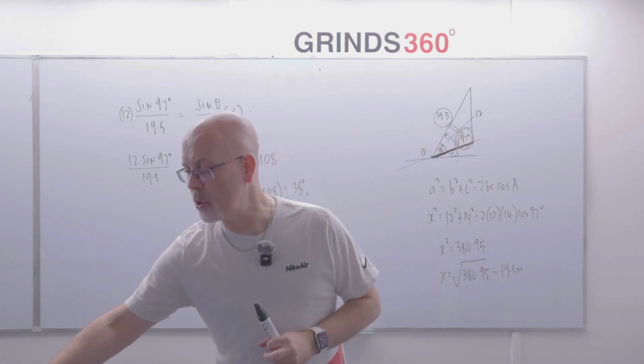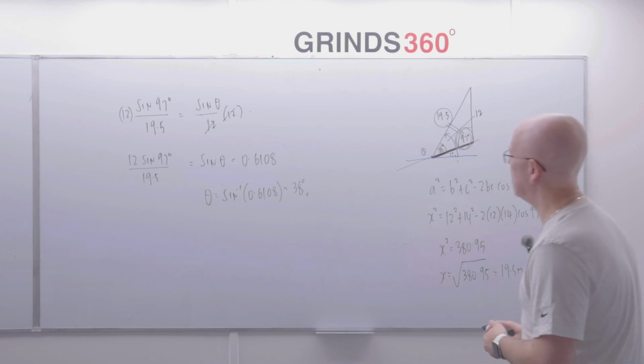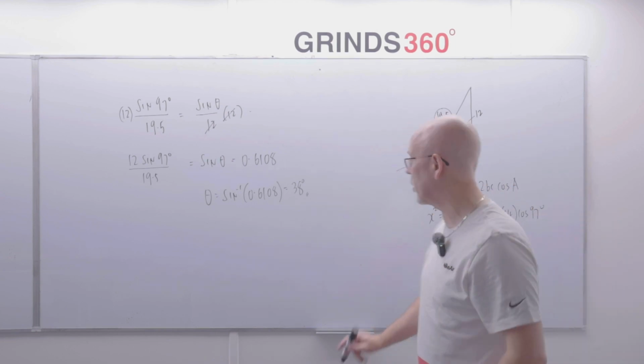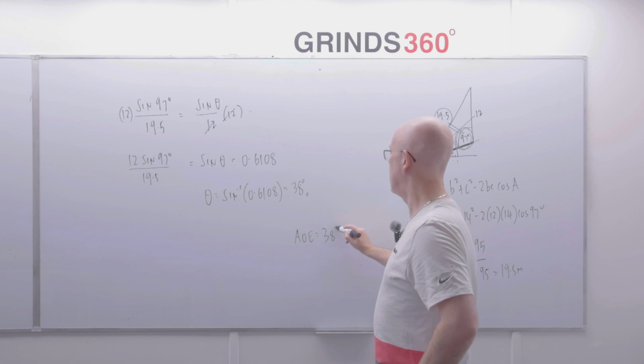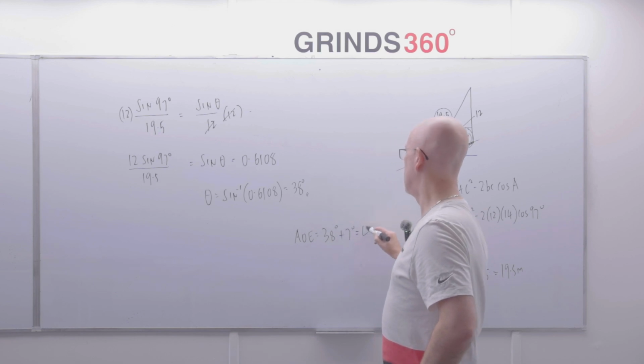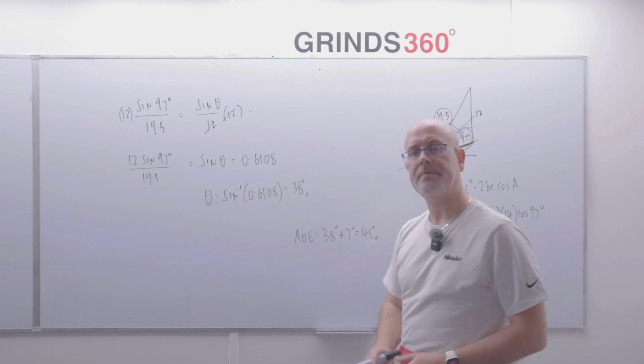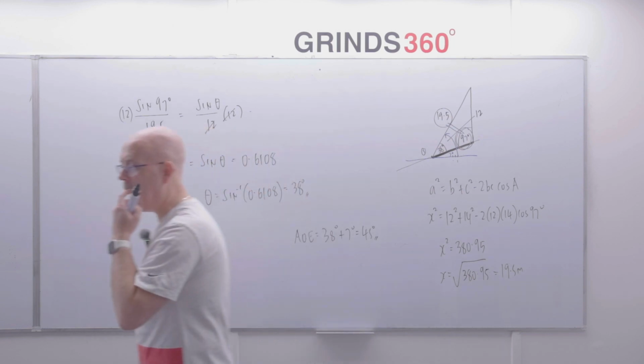Okay, so again, just visualizing the diagram there, the angle of elevation is going to be the angle with the ground plus the slope of the ground. So the angle of elevation is going to be 38 degrees plus 7 degrees, which is 45 degrees. That's the angle of elevation at the point Q.